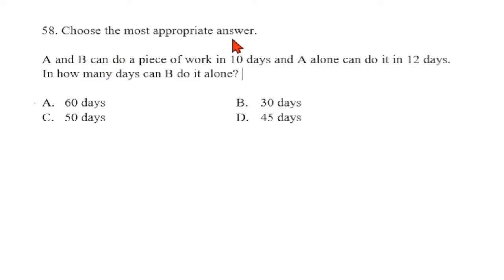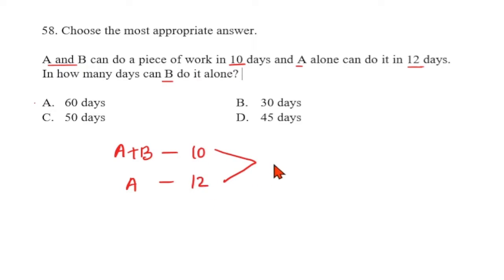Choose the most appropriate answer. A and B can do a piece of work in 10 days and A alone can do it in 12 days. In how many days can B do it alone? Here A and B can do a job in 10 days and A alone can do it in 12 days. So work is same, take the LCM.